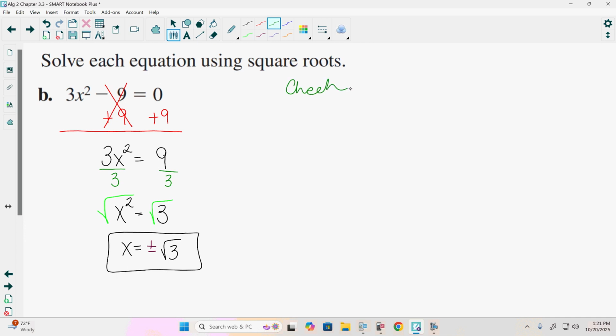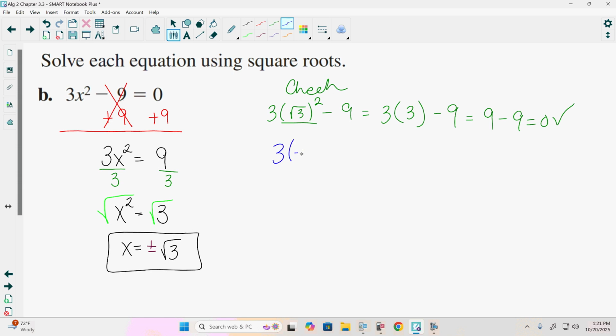And that's it. Now if I wanted to check it, 3 times the square root of 3 squared minus 9. Well, the square root of 3 squared is actually just going to be 3, because the square root and square would simplify. Then we can do 3 times 3, which is 9. Minus 9 is 0, just like we wanted.